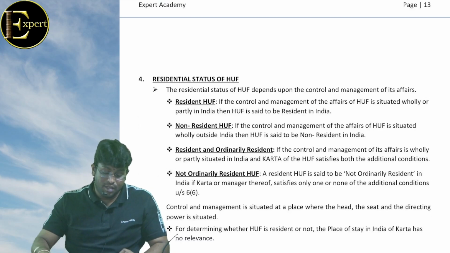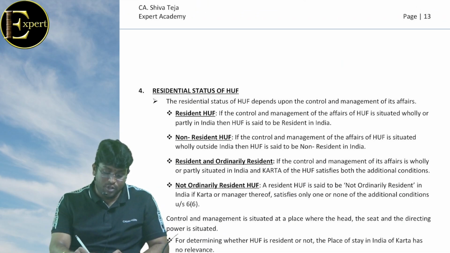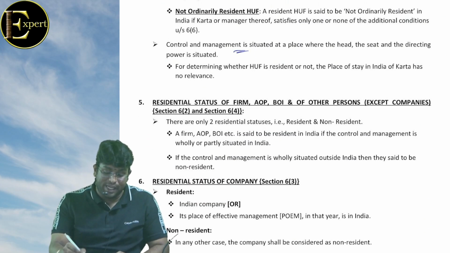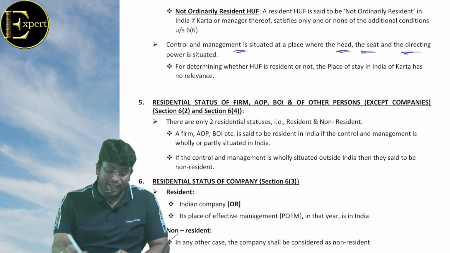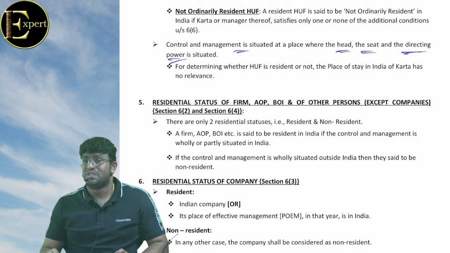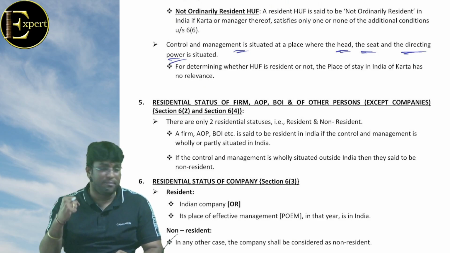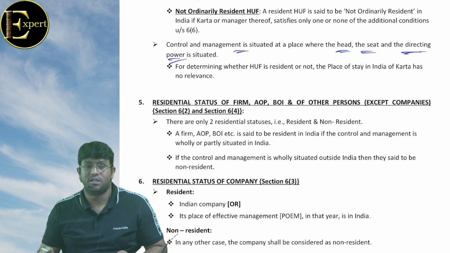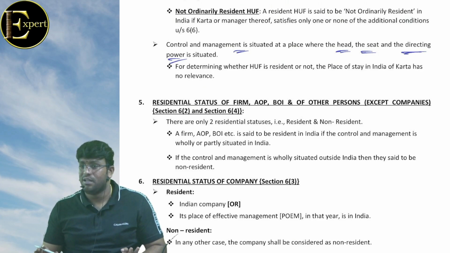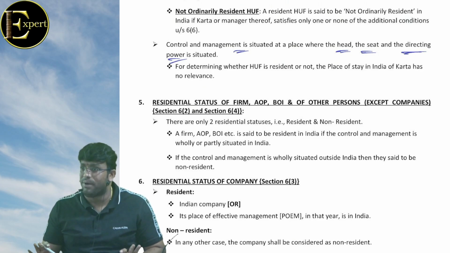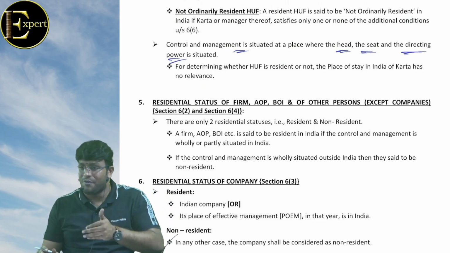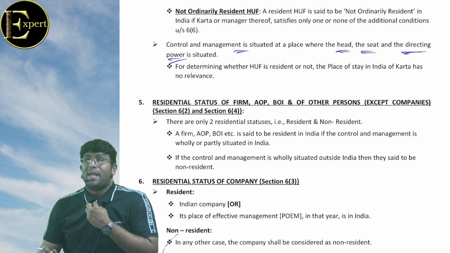Come back. We are done with the individual. Let's talk about the HUF now. Control and management is the place where head, seat and directing power is situated. Control and management basically means who has got the decision-making power. Correct, no, my dear friends? Sir, correct, no? Can you say that wherever Kaka is sitting, that is important? No, boss. He is important for administration activities, but not for decision-making power. What we want is decision-making power.